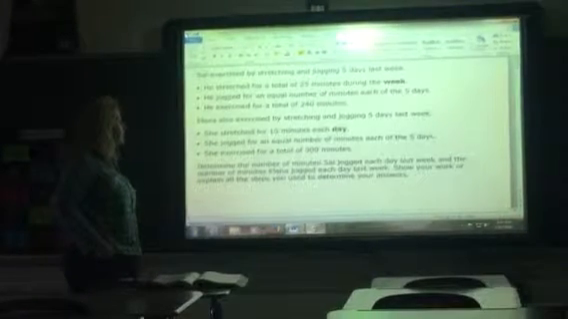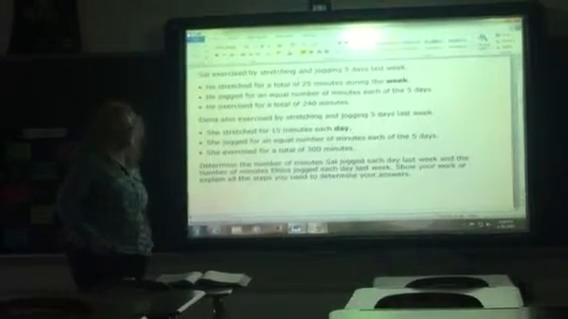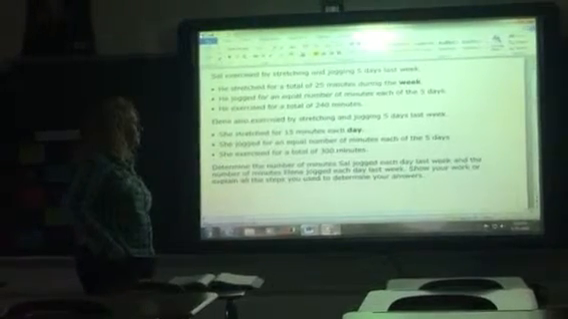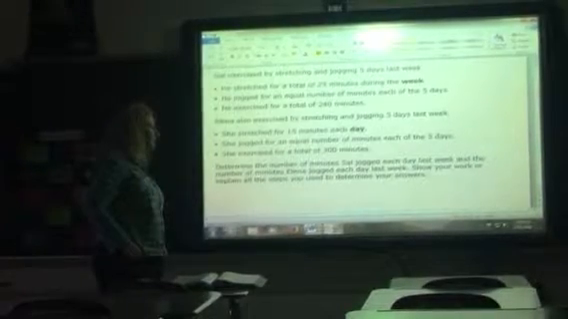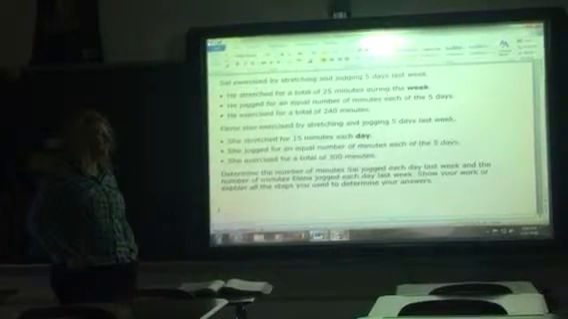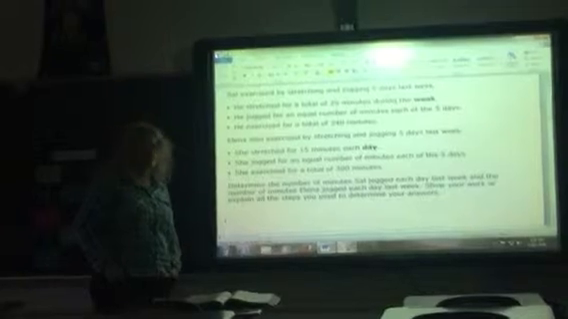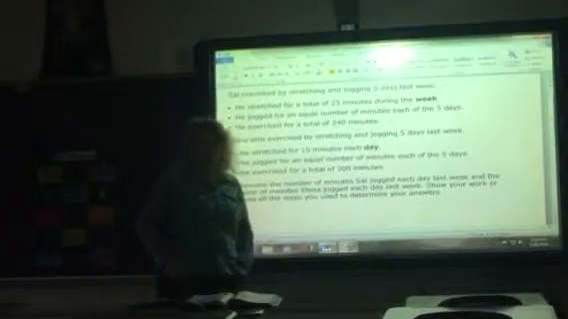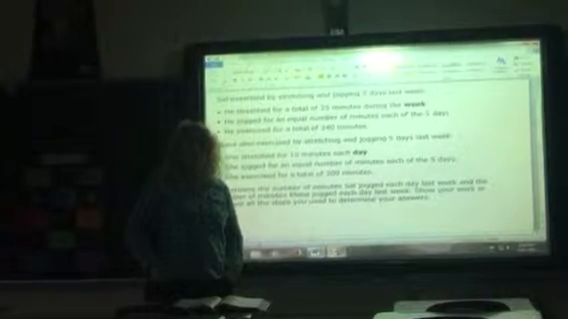The next part says that Elena also exercised by stretching and jogging 5 days last week. She stretched for 15 minutes each day, again for 5 days. She jogged for an equal number of minutes each of the 5 days. She exercised for a total of 300 minutes. Determine the number of minutes Sal jogged each day last week and the number of minutes Elena jogged each day last week. Show your work or explain all the steps you used to determine your answers. At this time, whomever is controlling the keyboard, I'd like for you to pause the video and allow 5 minutes for everyone to work on this problem.